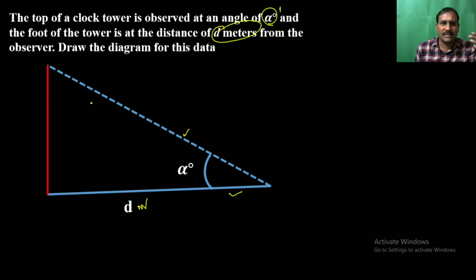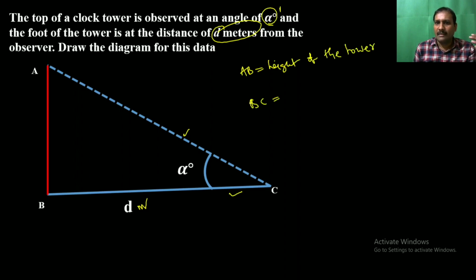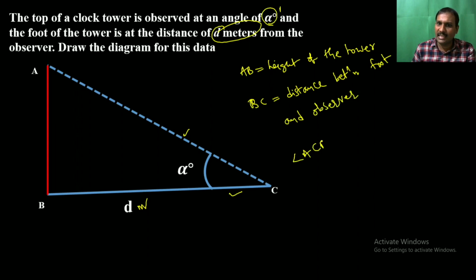When you remove the pictures and write down the alphabets A, B, C, AB is nothing but the height of the tower, and BC is the distance between the foot of the tower and the observer. And this angle ACB is the angle of elevation, that is equal to alpha degrees.